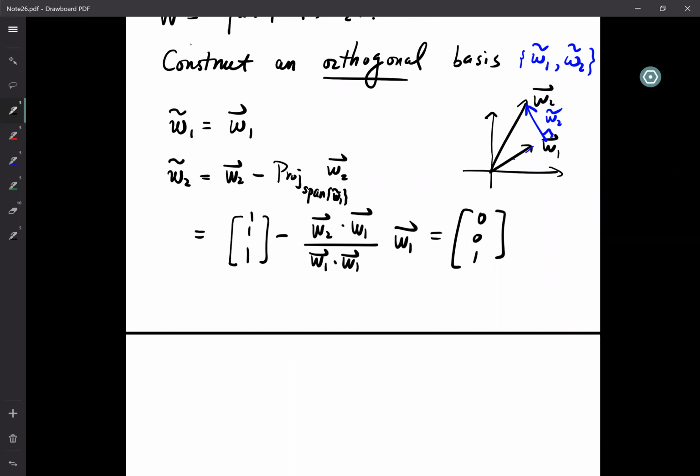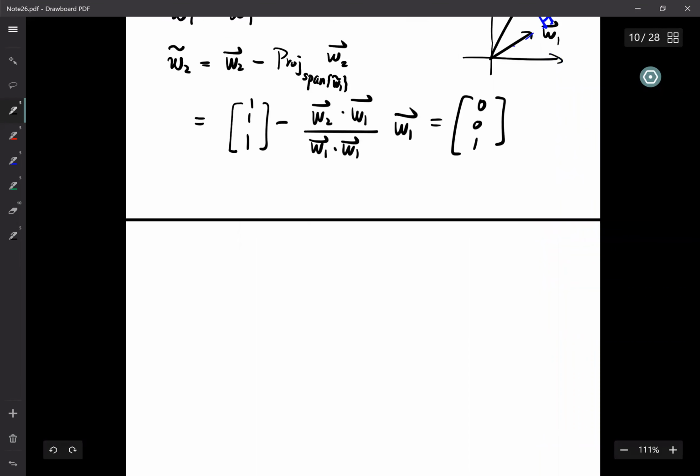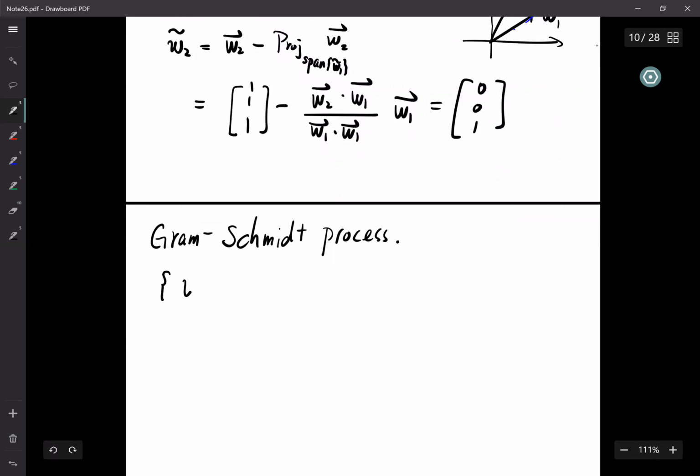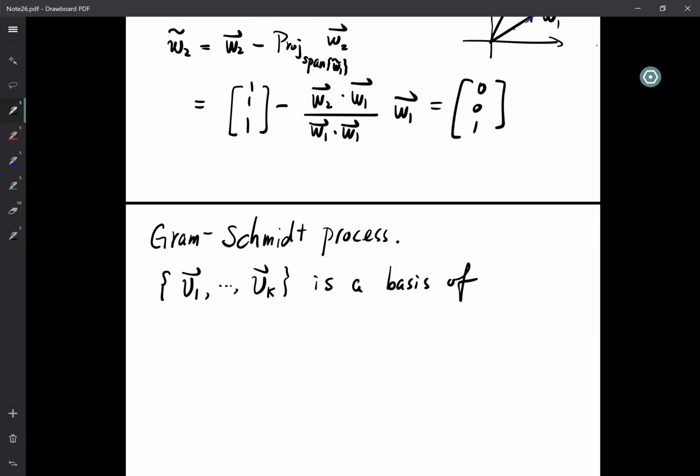Now you say, what if I have 3 vectors? What if I have 4 vectors, and so on? The idea is really similar and goes under the name of the Gram-Schmidt process. So what is the Gram-Schmidt process? It says, if I start from a set of vectors V1 to Vk that is a basis of some subspace, let's say H.